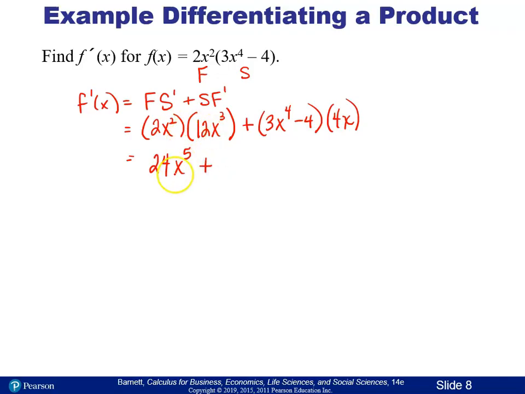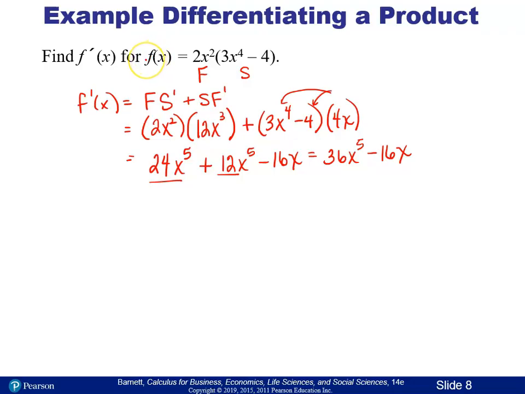So these can multiply together and give us 24x to the fifth. And then if you distribute here, you're going to have 12x to the fifth minus 16x. And we could combine these together as like terms and have 36x to the fifth minus 16x. So that would be using this approach here to this particular function.